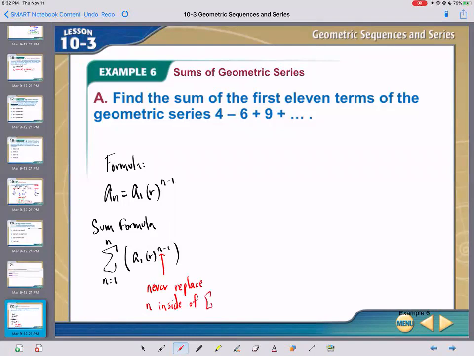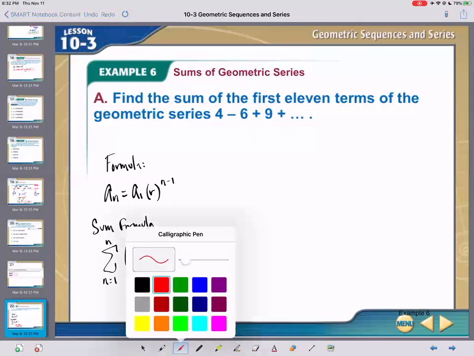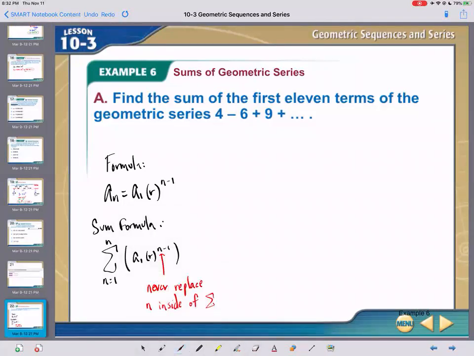Now I'm going to use the symbols for sigma. That was really ugly. Let me rewrite sigma one more time, a little bit neater. There we go. Never replace that n. So that's how we could find a sum. So let's go through and see our problem, what we got. Looks like they gave me a1. a1 equals 4.